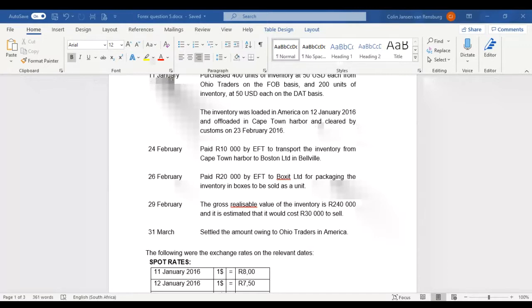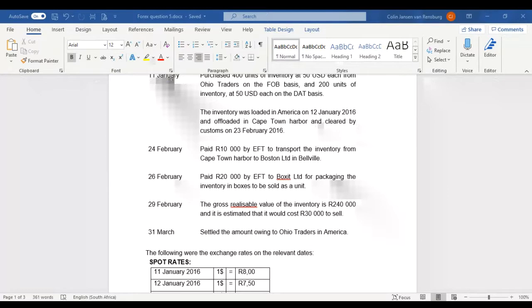Now again, ladies and gents, we must go and determine which inventory system we are using. And as you know, if we are using the perpetual inventory system, which we are, then we are going to debit which account? So we are going to debit inventory. And which account are we going to credit, ladies and gents?